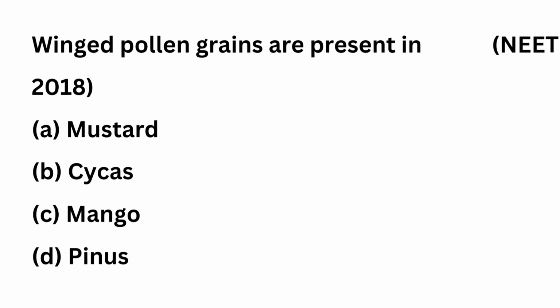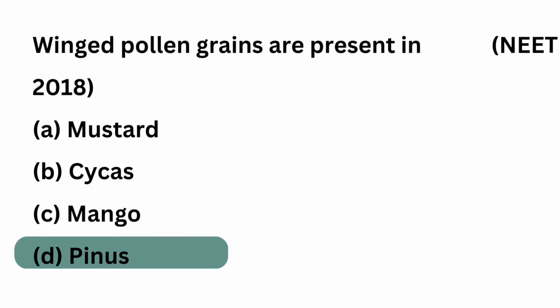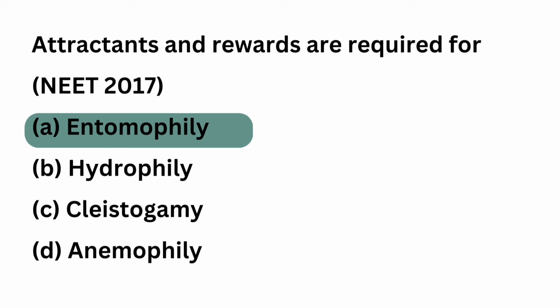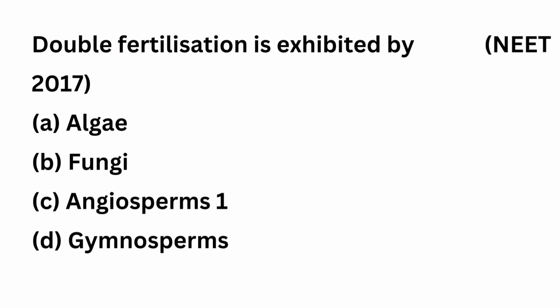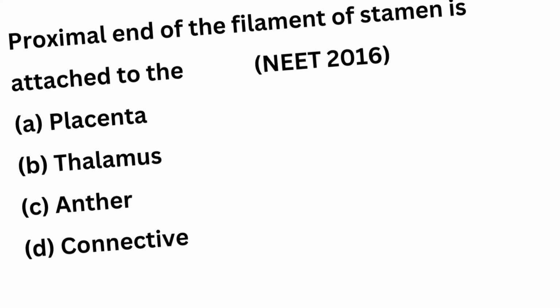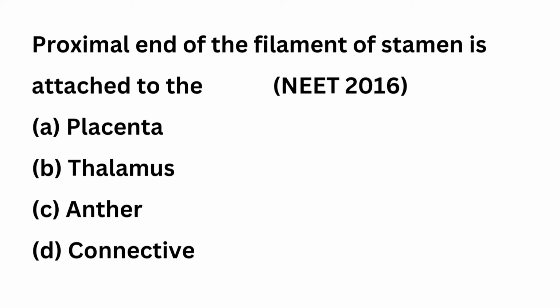Winged pollen grains are present in? Correct option D. Attractants and rewards are required for? Correct option A. Double fertilization is exhibited by? Correct option C. Proximal end of the filament of stamen is attached to the? Correct option B.